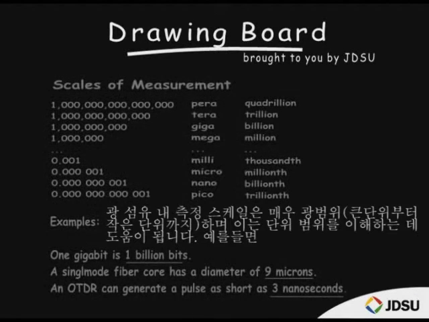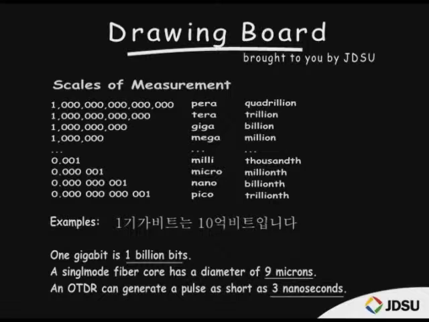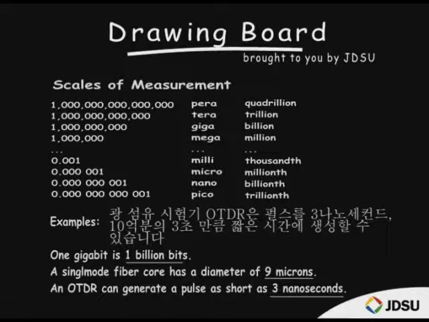The scale of measurements in fiber optics ranges from the very small to the very large. It helps to understand the range of dimensions. For example, 1 gigabit is 1 billion bits. A single-mode fiber core has a diameter of 9 microns, or 9 millionths of a meter. An optical time domain reflectometer, or OTDR, can generate a pulse as short as 3 nanoseconds, or 3 billionths of a second.